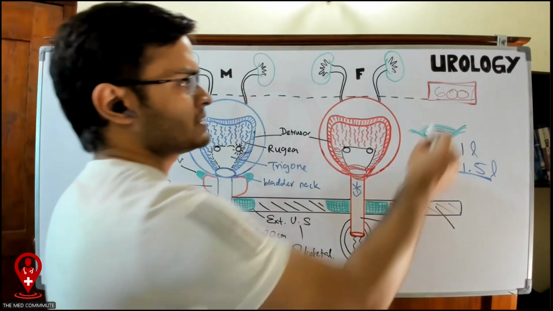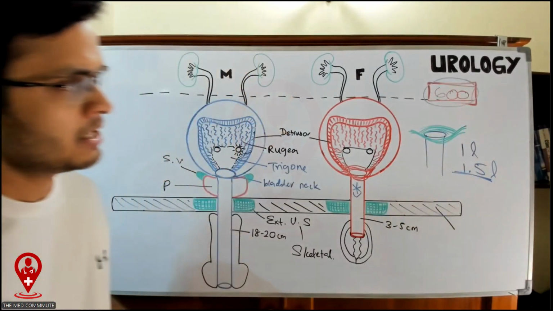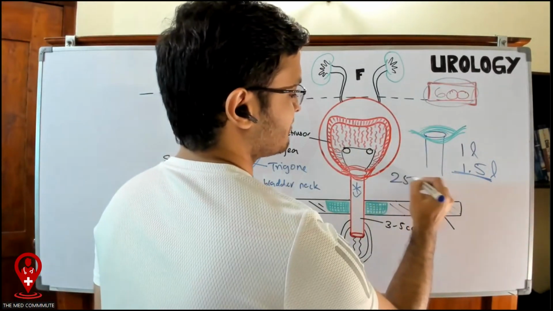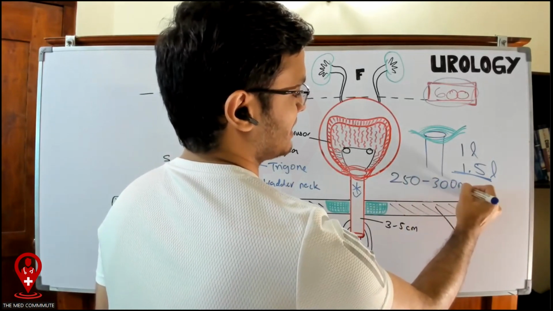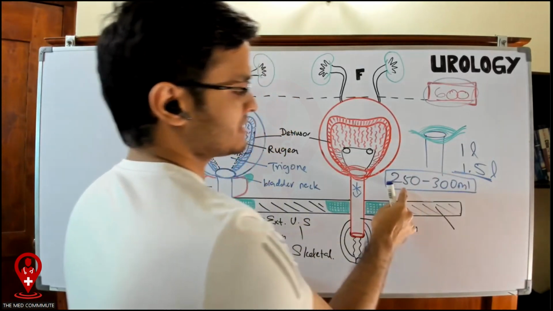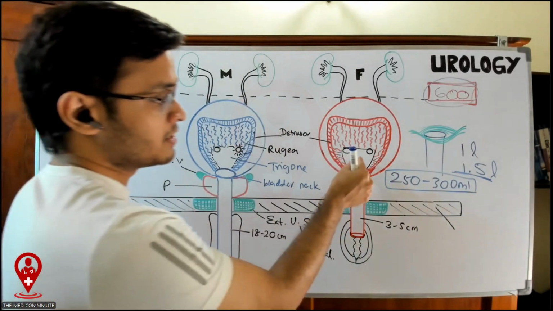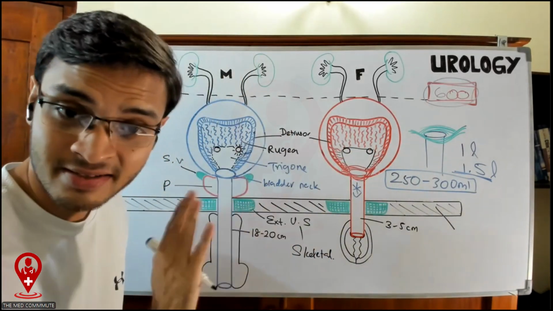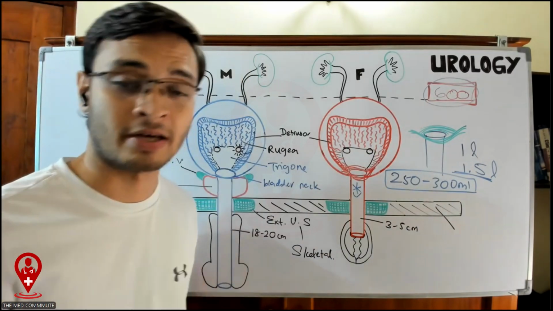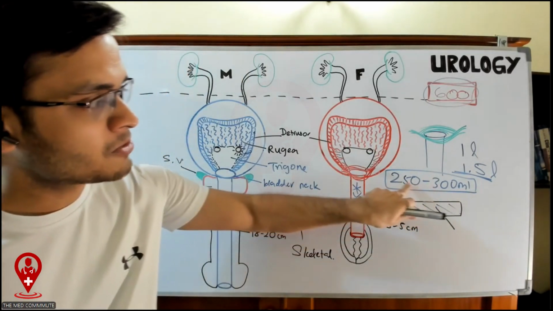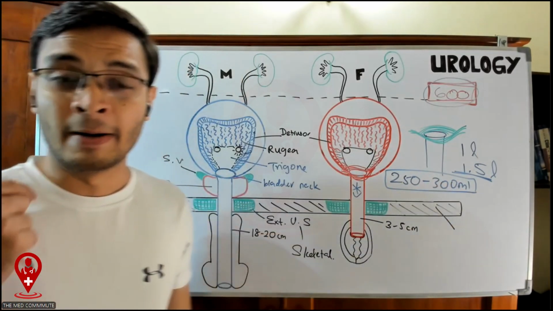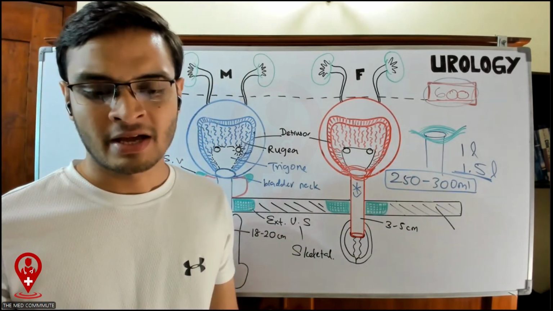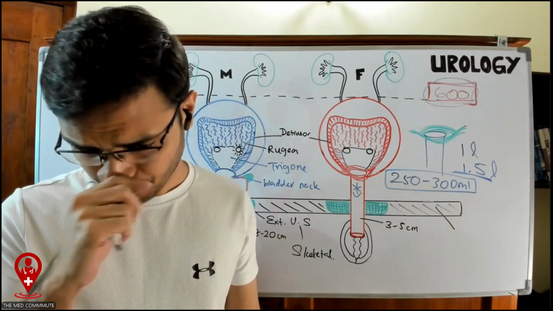Then the next important point is, now we said around 600 ml can be stored. When the bladder reaches around 250 to 300 ml, the trigone stretch receptors start sending signals saying, okay, now it's time for you to urinate, right? So by around 250 to 300 ml, a normal individual starts feeling the need to urinate. Okay, those are some physiological things for you all to know, right?